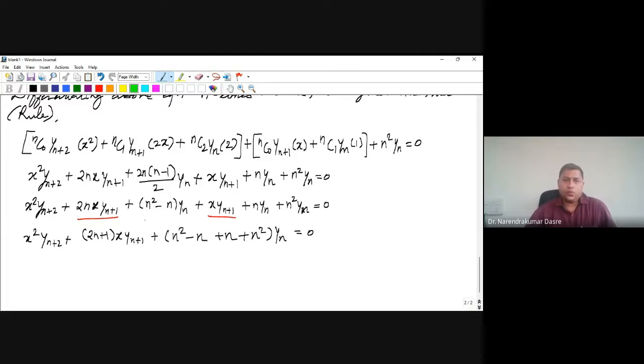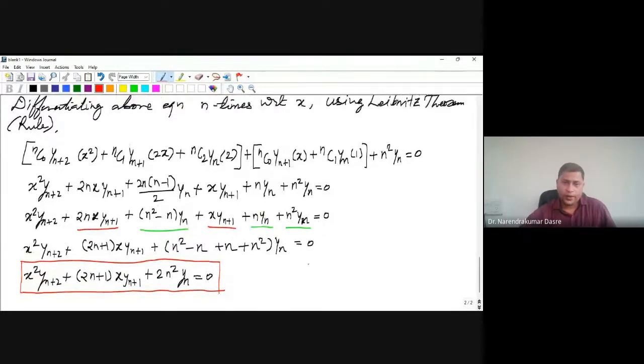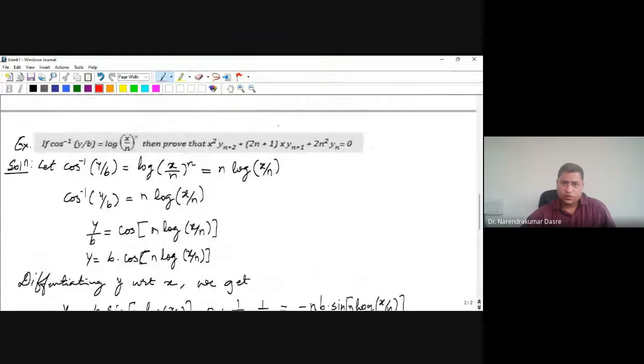Okay, so we can have this yn term, this yn term and this yn term. Now what we get here is x square yn plus 2, plus 2n plus 1 x yn plus 1, plus 2n square yn, and this is equal to 0. Because this n and this minus n will get cancelled, n square will have 2 n square. So this is the claim that we are able to get. You see, that is what we wanted to prove.